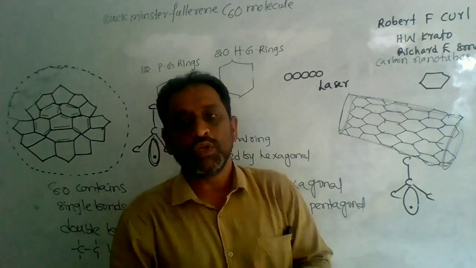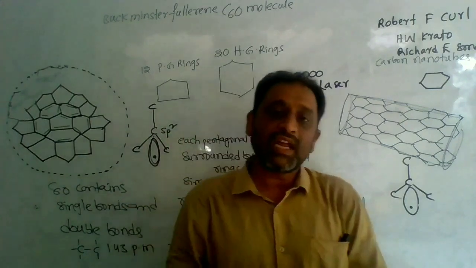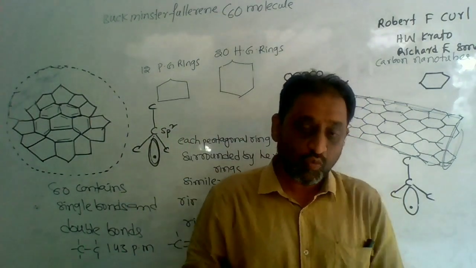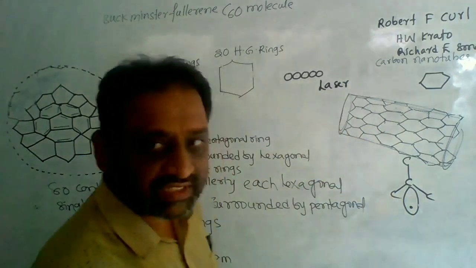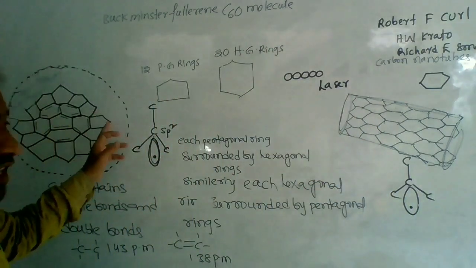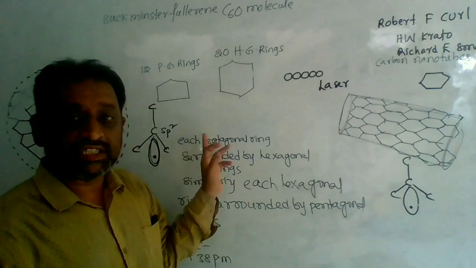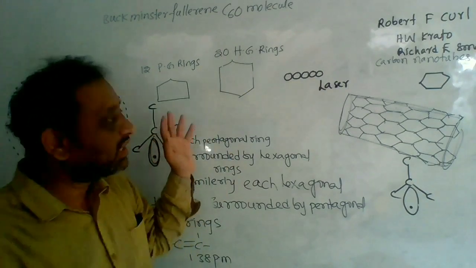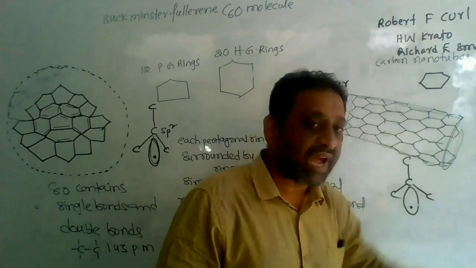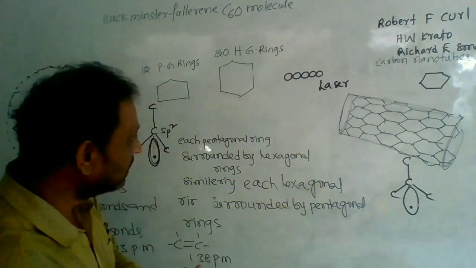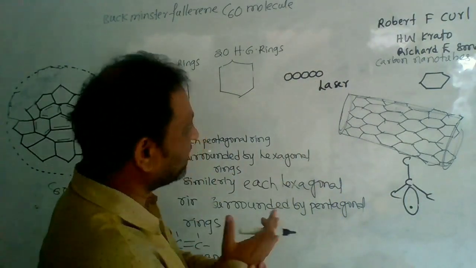Nanotubes are also used in water and air filters. Buckminster fullerene is also used as an antibiotic. It kills bacteria, it kills microorganisms.